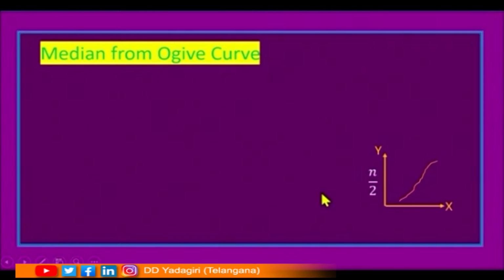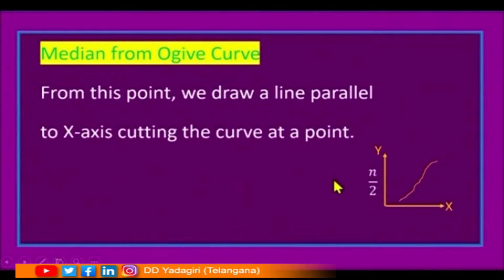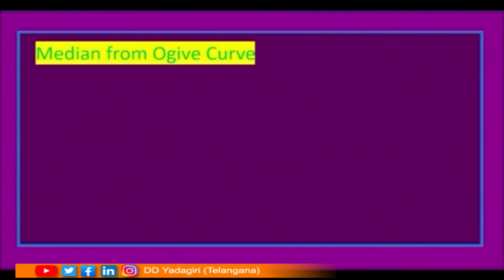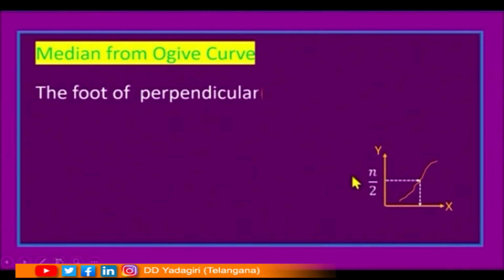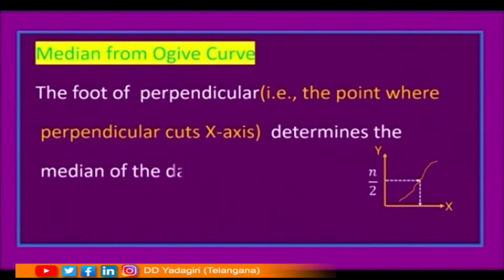Then we are going to take up the Ogive curve. From this point we draw a line parallel to x axis. That line is touching the curve at this point. From this point you drop a perpendicular onto the x axis. The foot of the perpendicular, where the perpendicular cuts the x axis, determines the median. So this point is going to be the median of the data.